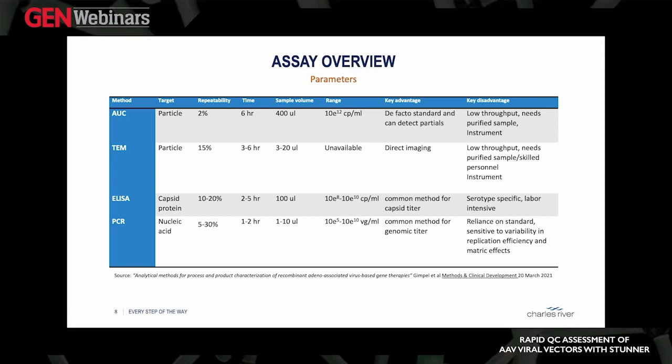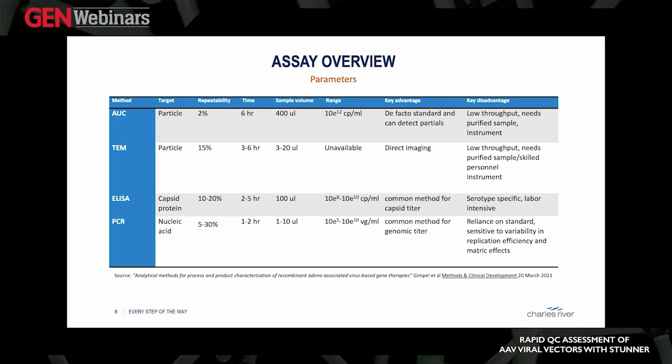The next one, transmission electron microscopy, TEM, is a direct visualization method, and it gives a picture that clearly distinguishes what a full particle looks like from an empty one. But like AUC, TEM is not considered high throughput. It does require a specialized instrument and is dependent on several very critical sample preparation steps to get a nice image. The last two methods, ELISA and PCR, are methods you will see more commonly used in a standard lab.